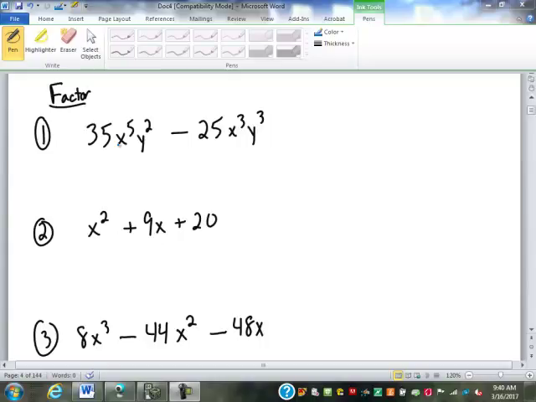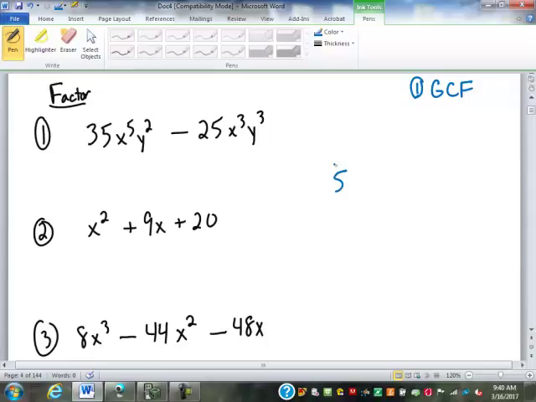So for factoring these, the first one up here, remember what's the first thing we always look for? Greatest common factor, right? Looking at this one, we look at the numbers 35 and 25. Do they have a common factor? Yeah. What's the largest, greatest common factor? 5.